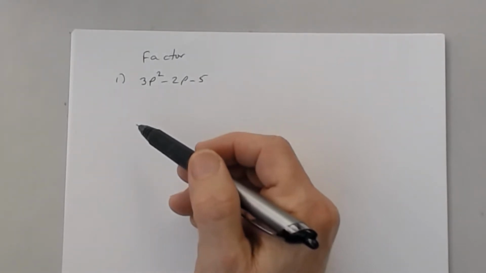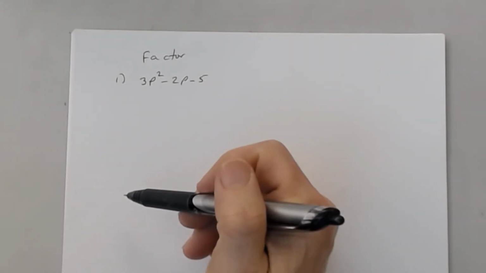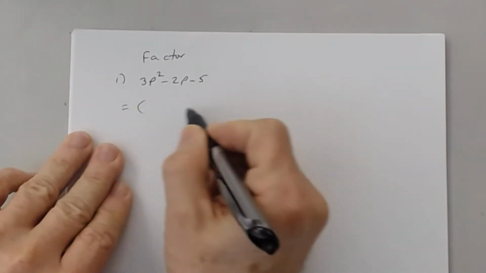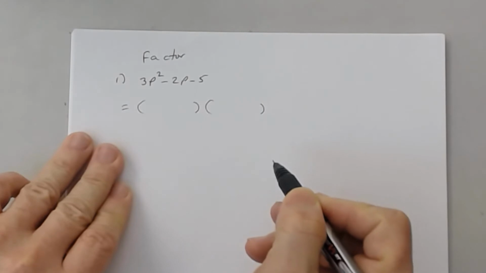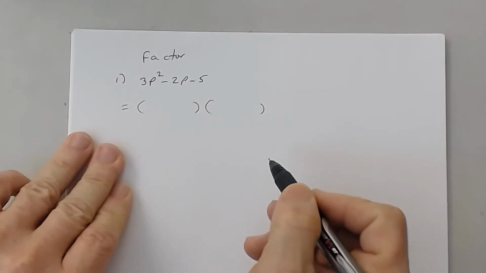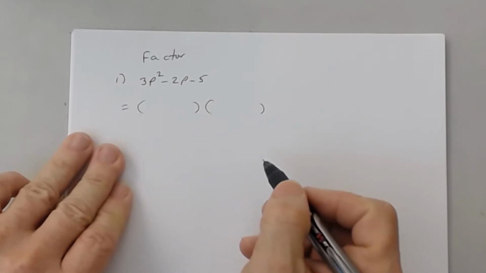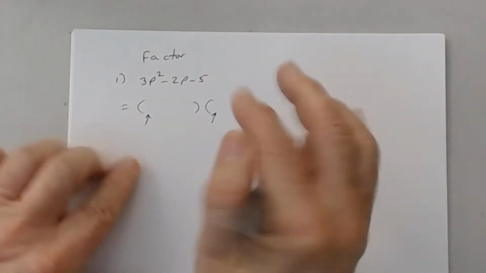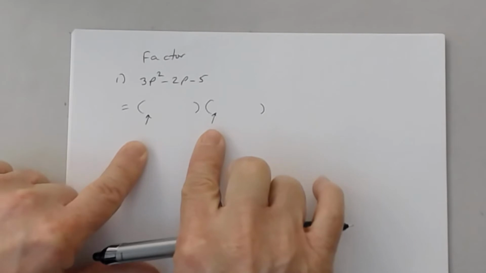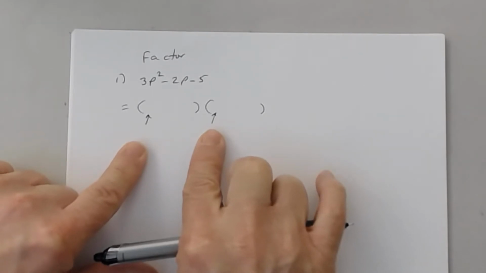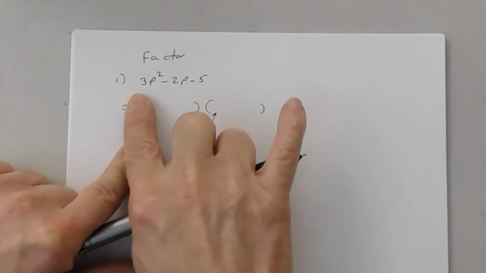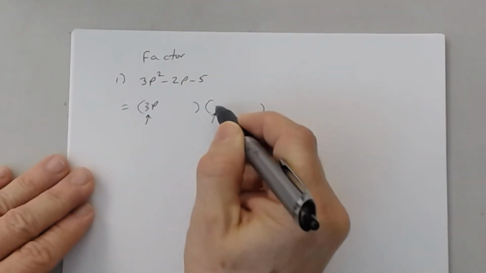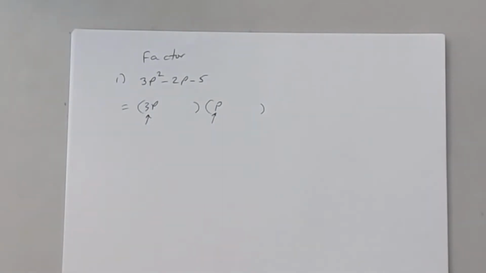But the process is the same. You look for the GCF first. What's the GCF? 1. Then you try factoring it as two binomials. Okay? Process is the same. So you ask yourself, though, I need two terms whose product is not p squared this time, but what? 3p squared. Well, what are the possibilities? 3p and just p. There's only one possibility.